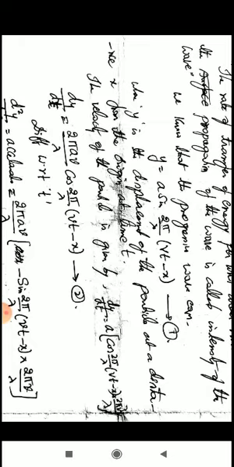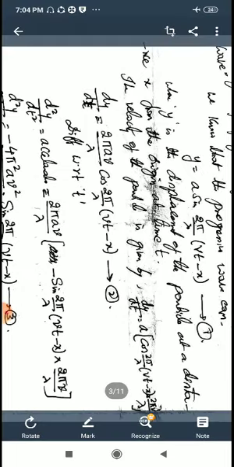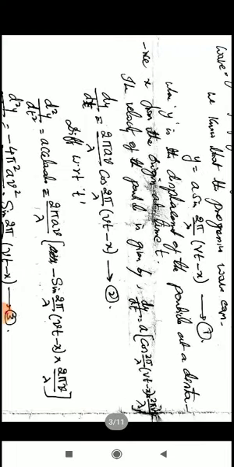Differentiate equation 2 with respect to t, that is d²y/dt² = acceleration = (2πav/λ) × (−sin(2π/λ)(vt − x)) × 2πv/λ. d²y/dt² = −(4π²av²/λ²) sin(2π/λ)(vt − x). I am going to call this equation 3.